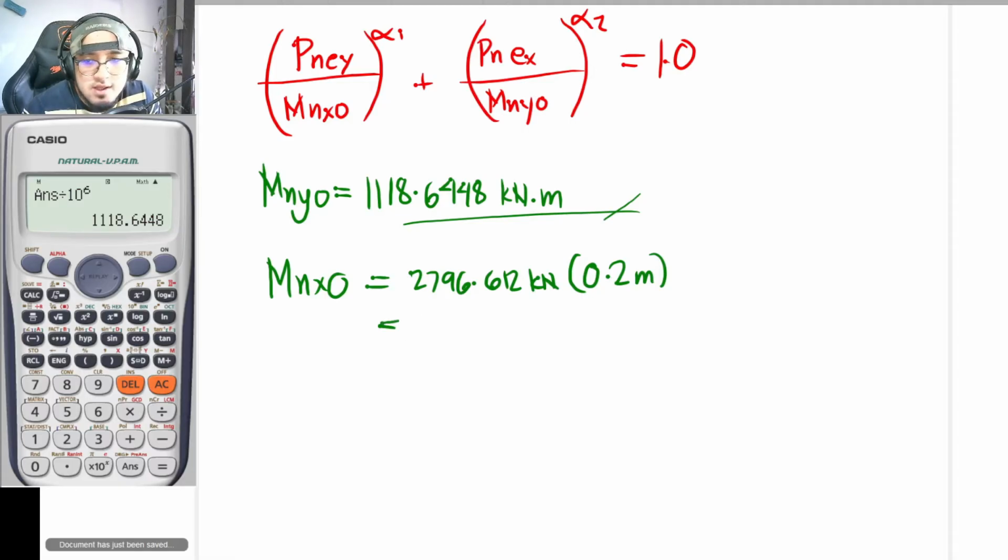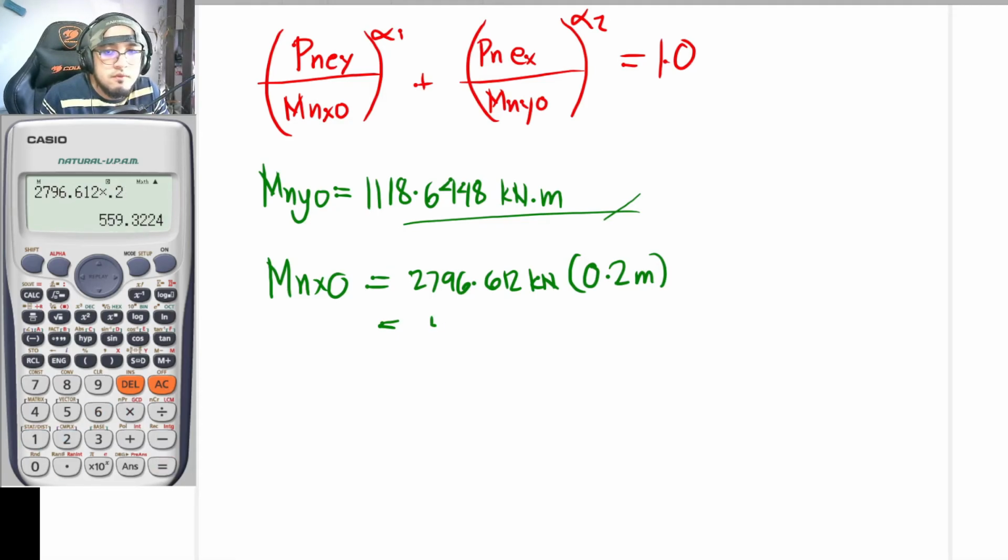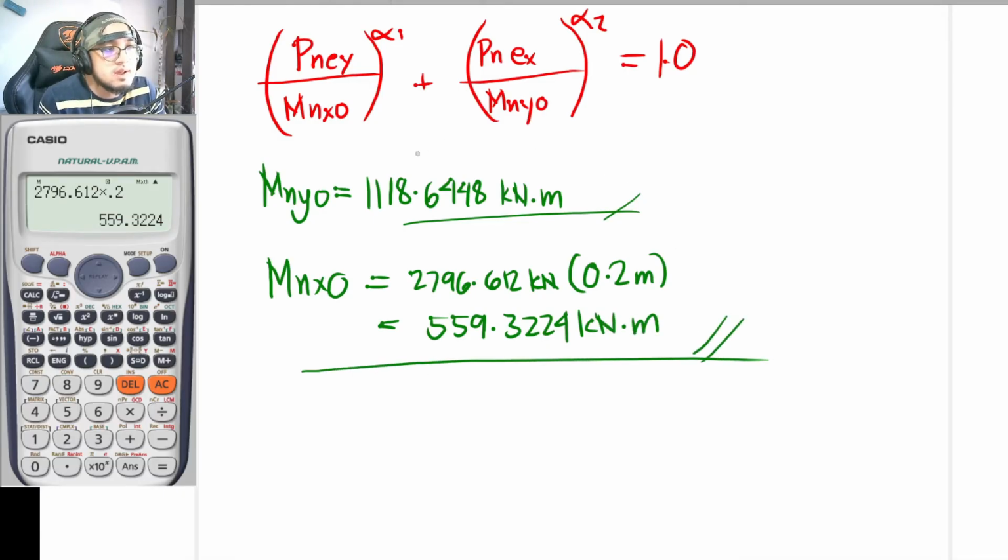So with such, this is now equal to 2796.612 times 0.2, so 559.3224 kilonewton meter. So this is our answer for MNXO. So we already have MNXO and MNYO. And for our alpha 1 and alpha 2, let us assume it to be 1.15. Okay, so with such, we can now solve for it.